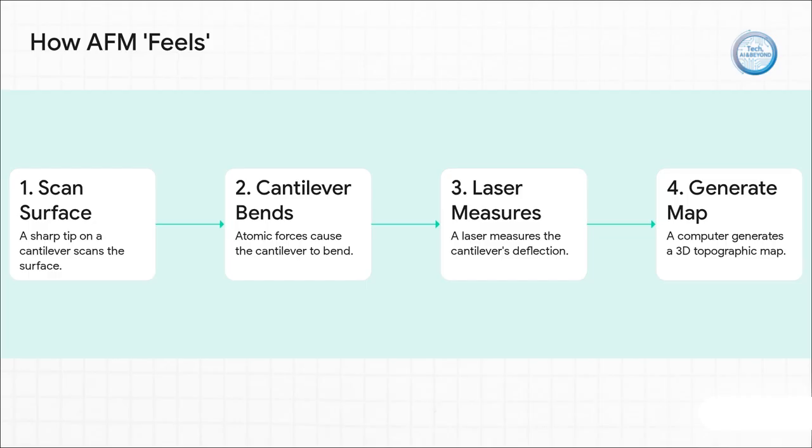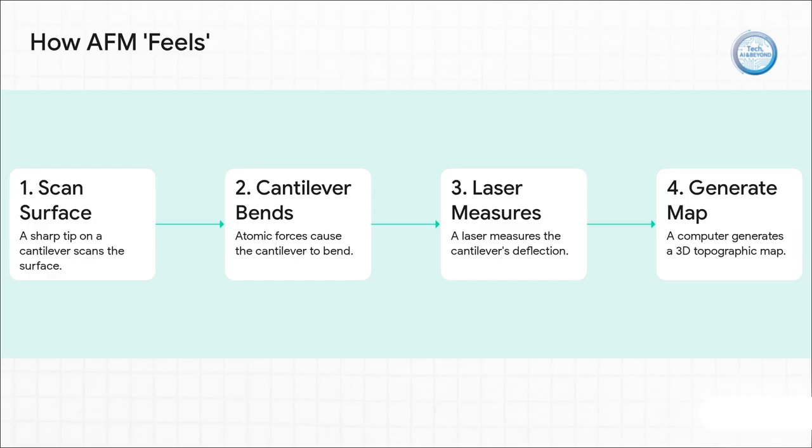As this tip moves over the surface, it gets pushed and pulled by the tiny atomic forces between the atoms on the tip and the atoms on the surface. These forces make the cantilever bend up and down, basically tracing the outline of the atoms. That's amazing. But those movements must be impossibly small. How do you even measure a deflection that tiny and turn it into a map?